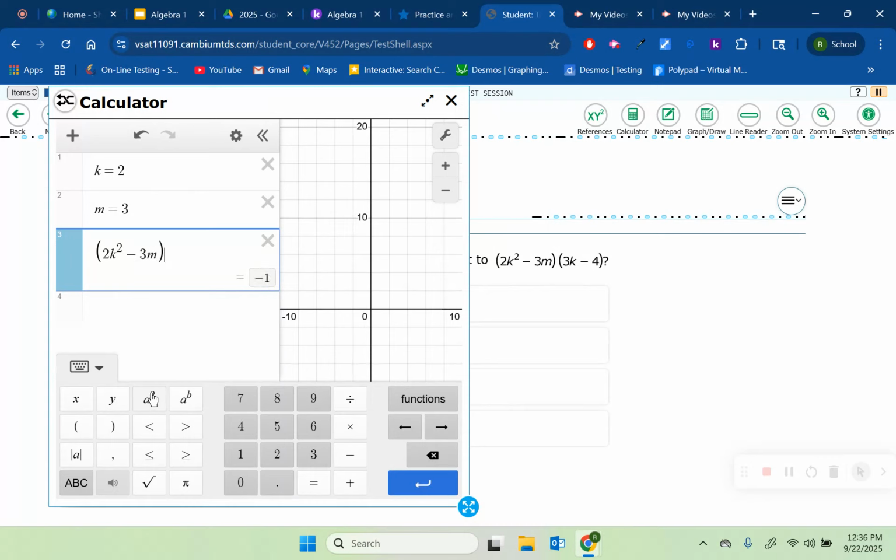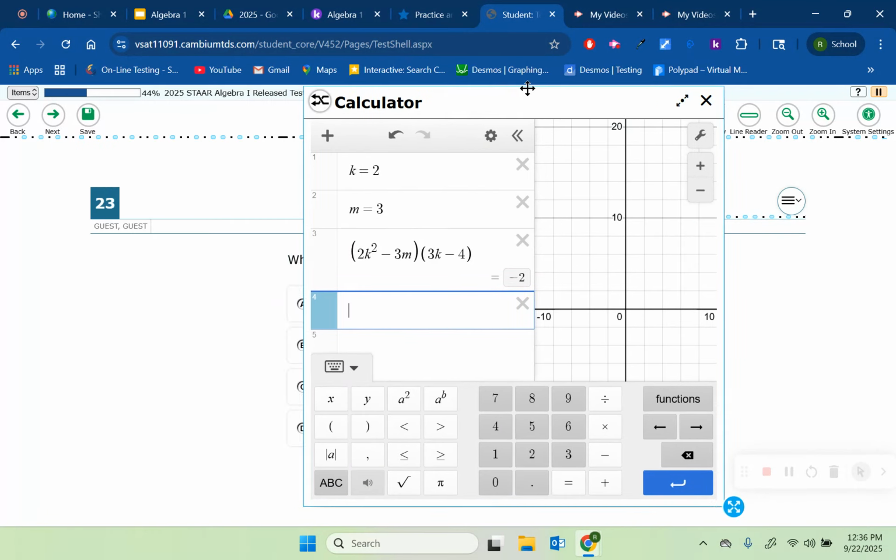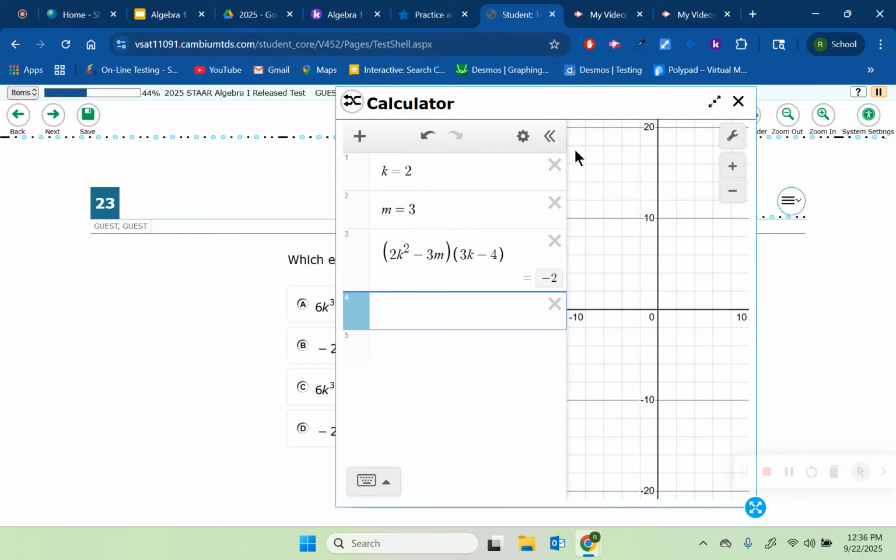So the hard part about this whole thing is just typing stuff in where Desmos lets you, right? And so it just gets glitchy in terms of the keyboard and things like that. My answer is -2, by the way. So when I plug in K is 2, M is 3, I'm getting -2. So I'm going to plug in my answer choices now and hope for the same thing, that -2.